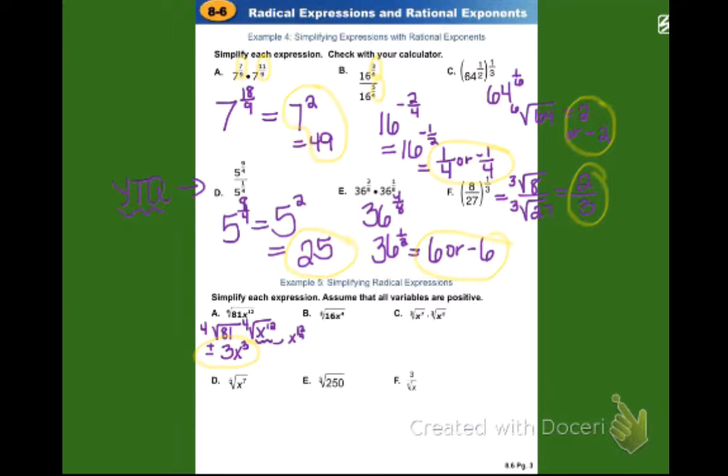Now we're going to go ahead and skip example B because it really is the same type of problem. Now let's look at example C. We'll skip this one for now.